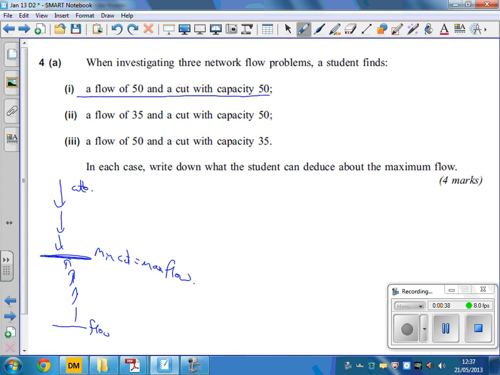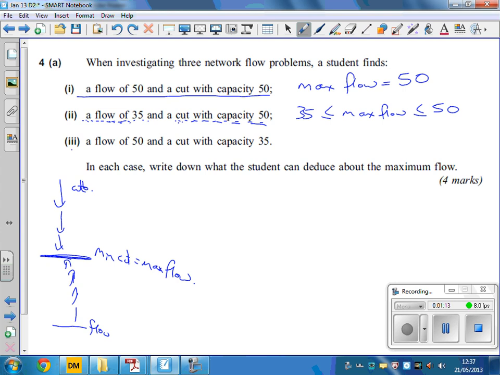You've found out that they match, and so for this one here, we can say that the maximum flow is going to be 50. This one here means we could find some more flows higher than that, or we might find some cuts lower than that. The maximum flow is actually going to be somewhere in between them. It could be 50, it could be 35, but it could be somewhere in between. And there's 2 marks for that bit here.